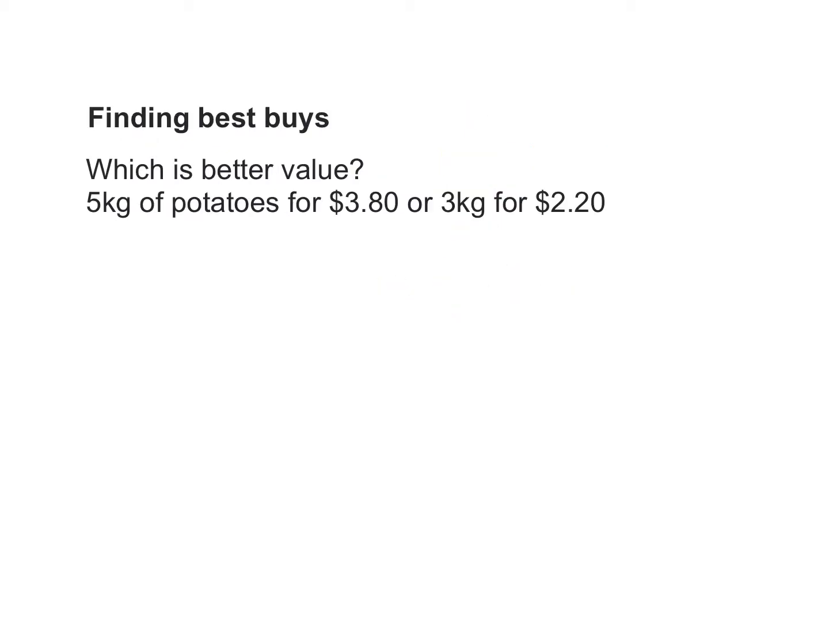Another way of using ratios and rates is to find best buys. For example, which is of better value? 5 kilograms of potatoes for $3.80 or 3 kilograms of potatoes for $2.20. How are we going to work that out? Well, there are two ways actually.